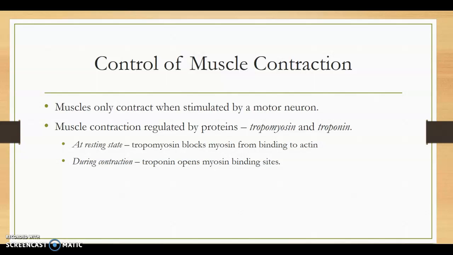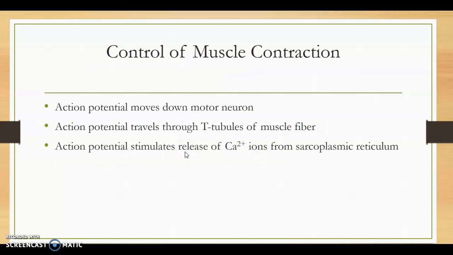At the resting state, the tropomyosin blocks myosin from binding to the actin. When it's contracting, the troponin opens the myosin binding sites. So these help regulate so our body's not always in a contracted state. So let's see how this works.